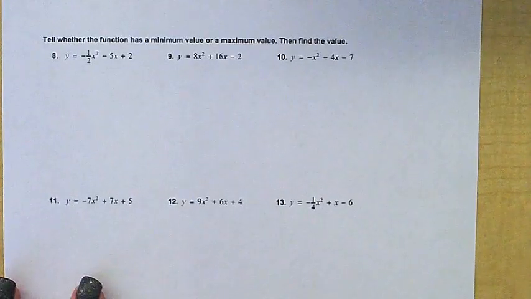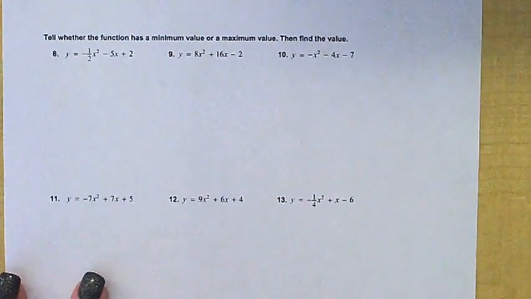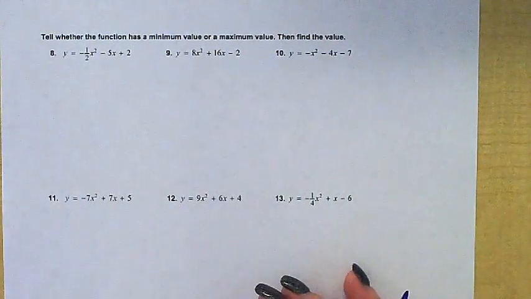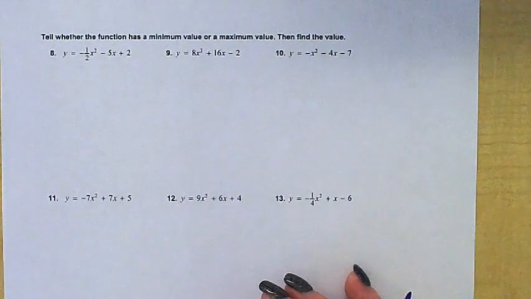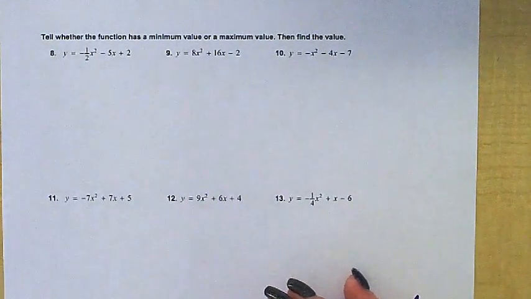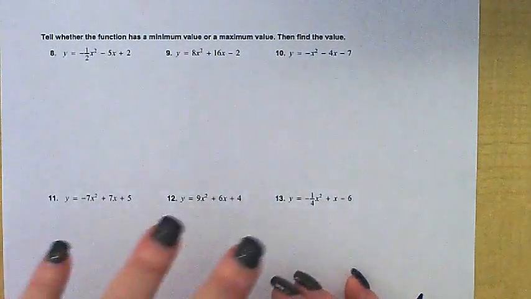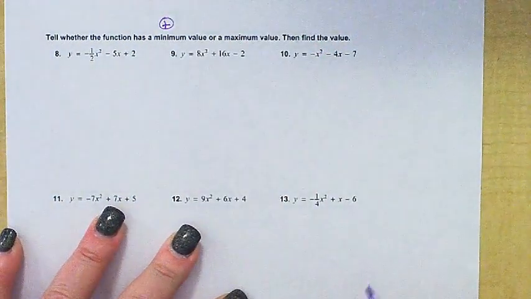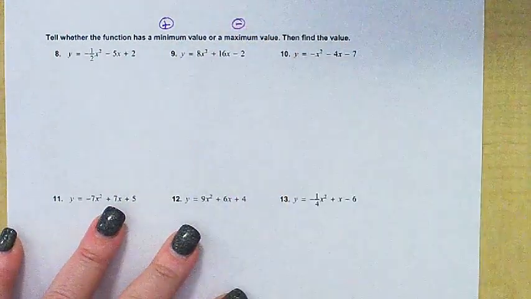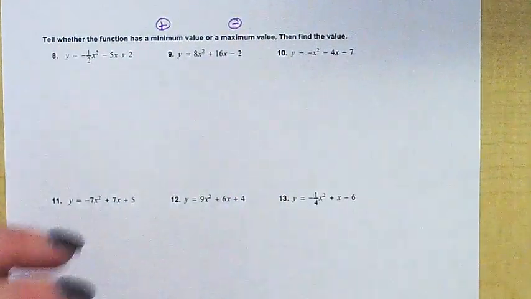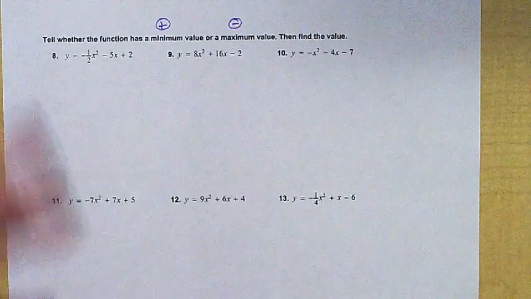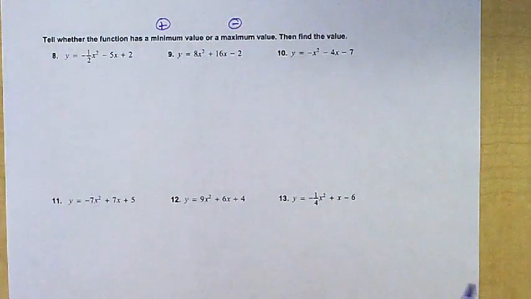Okay, so now we're going to look at whether the function has a minimum or a maximum value. If we go back to page 1 and take a look at our notes, we know that a minimum value is when our a value is positive, and a maximum value is when our a value is negative, which is a little bit backwards. I feel like if you have a maximum, you have plus, you have more, you have the most. So we're going to go backwards. We're going to have the inverse of that.